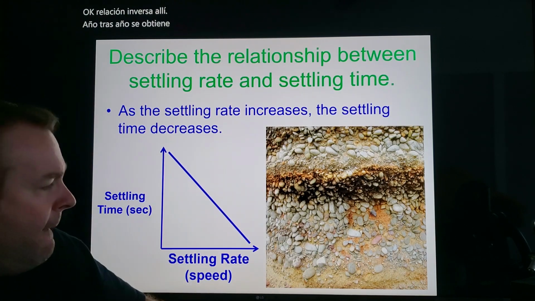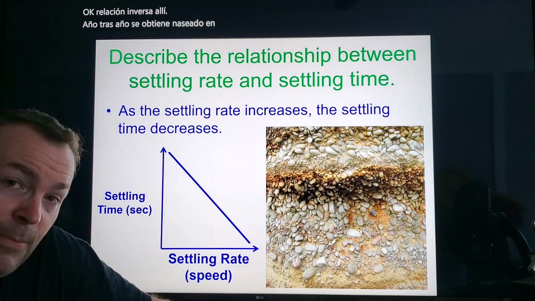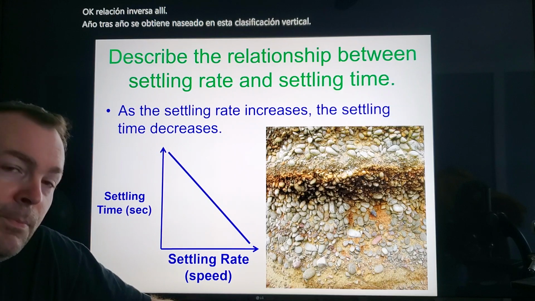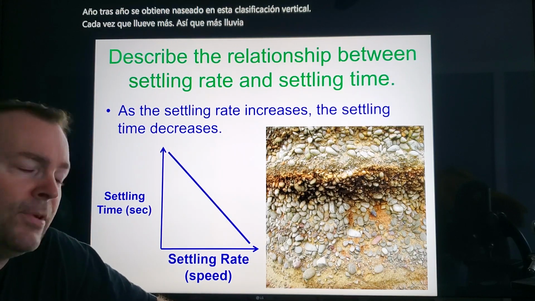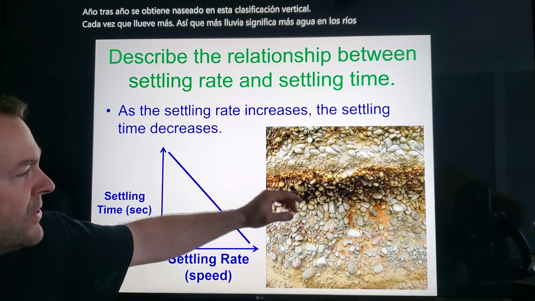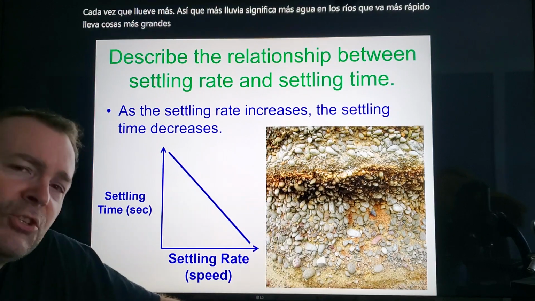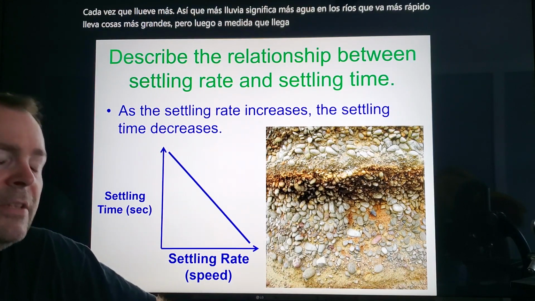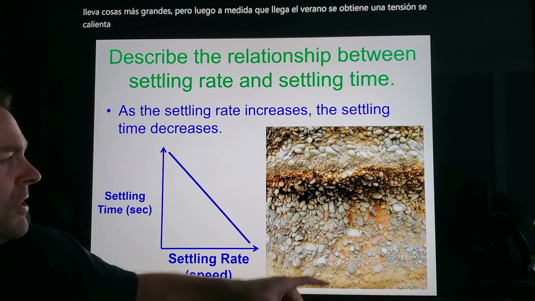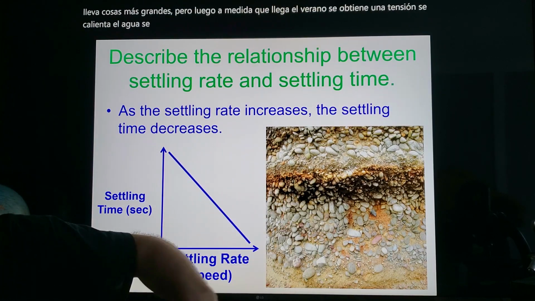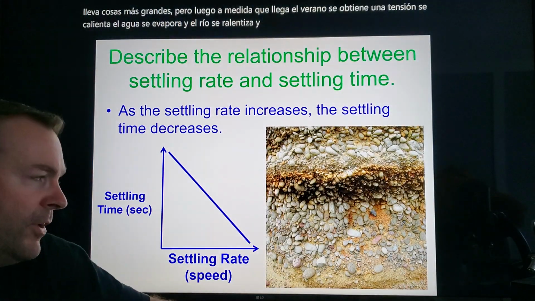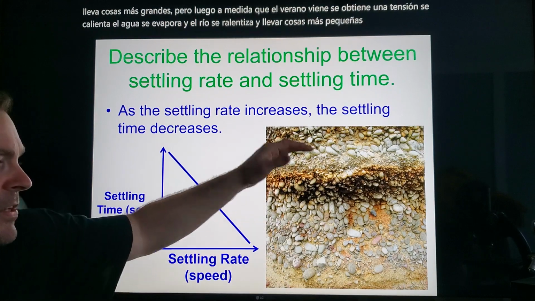This is called graded bedding, where year after year you get this varying size in this vertical sorting. And that's because in the springtime you get more rain. So more rain means more water in the rivers. It goes faster, carries bigger things. But then as summertime comes, you get less rain. It gets hotter. The water evaporates and the rivers slow down and carry smaller things. But then next spring it starts all over again. It's called this graded bedding cycle.